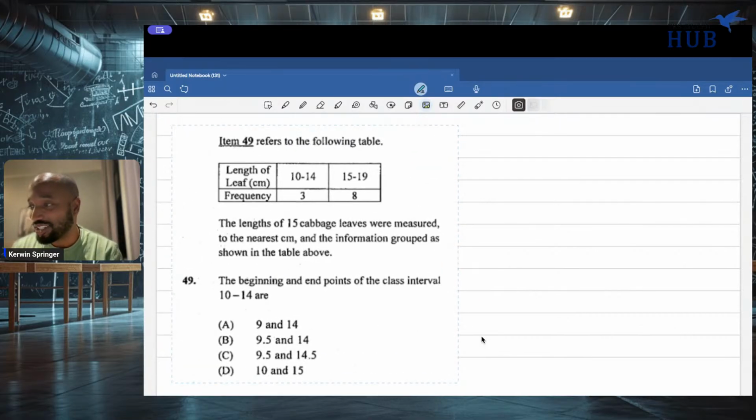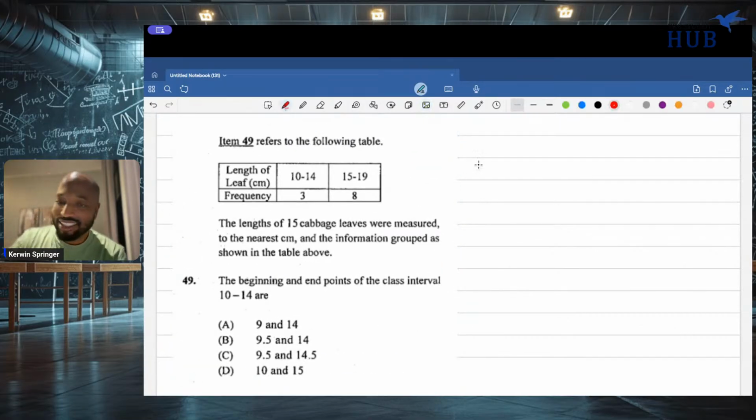That is AdMaths, trigonometry. That is the Achilles heel of the average math student. The beginning and end points of the class interval, 10 to 14: 9.5 and 14.5. But let's just make sure. Yes, 14.5 and 9.5. What do I want? The end points of the class interval. Oh, crap.